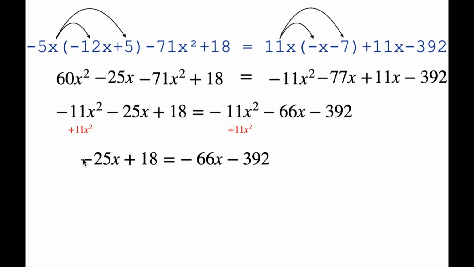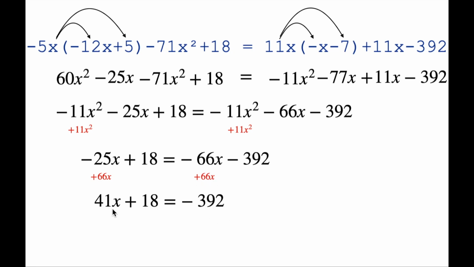I have more x's on the left-hand side. If I want to get rid of this negative 66x, I'm going to do the opposite. I'm going to add 66x. If I add 66x to the right-hand side, I have to also add it to the left-hand side. I have difference of signs, and I'm adding these integers together. That's going to be subtraction. 66 take away 25 is 41. We end up with 41x plus 18. Over here, the 66 is just gone, and we're left with the negative 392.